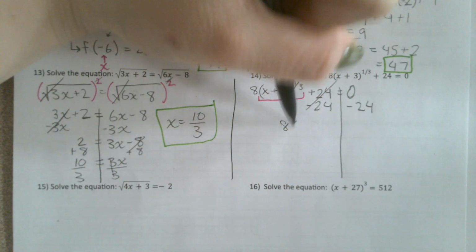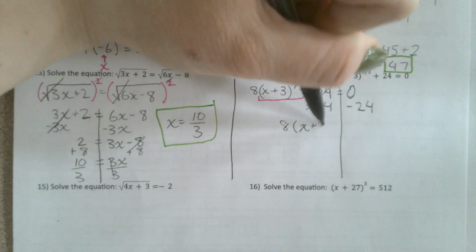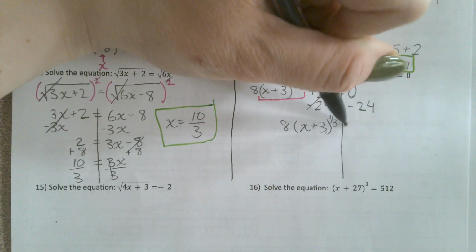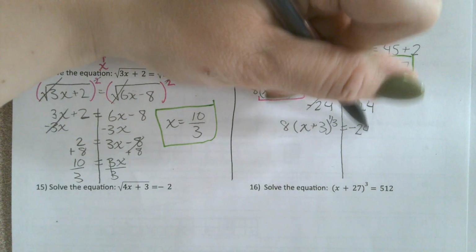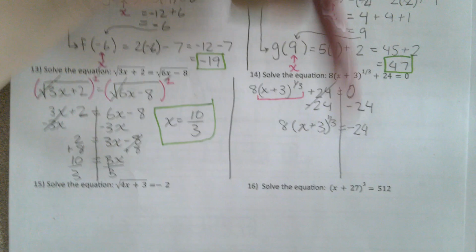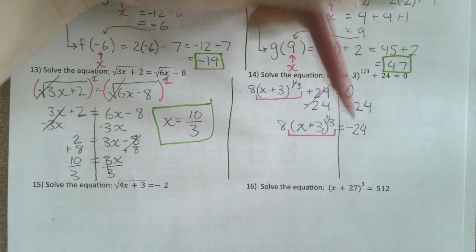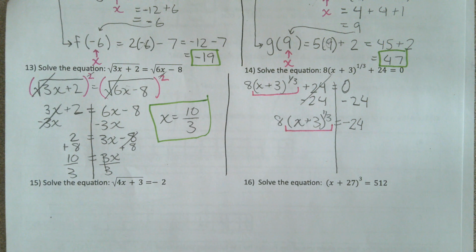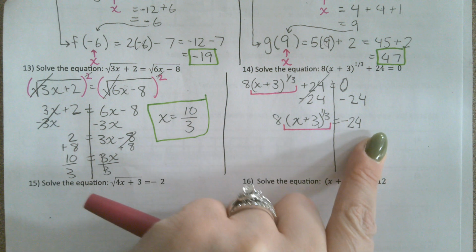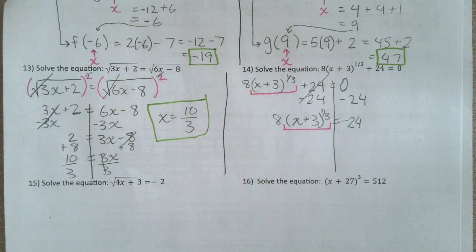Bring this down. 8 times x plus 3 to the 1/3 power equals negative 24. Once again, we're trying to get this part in parentheses with the exponent by itself. Here were the two biggest mistakes I saw on the test. Well, actually, let me first tell you what you're supposed to do. You're supposed to divide by 8 first. That would be my next step, and I'm about to do that. The two biggest mistakes I saw.